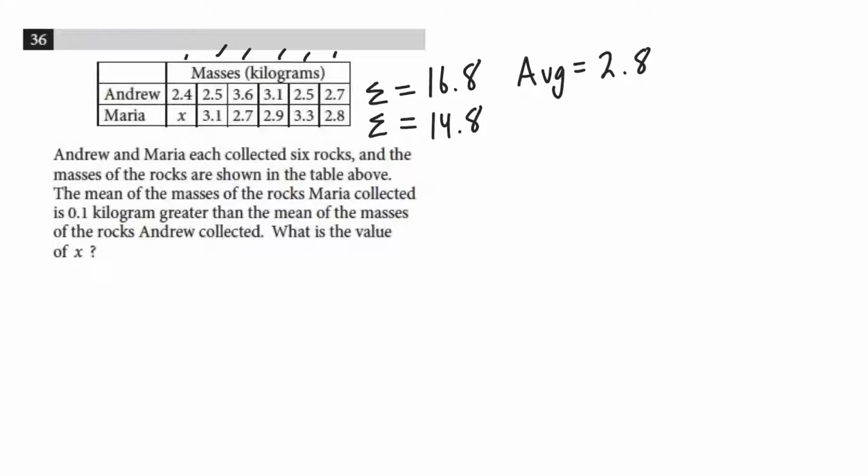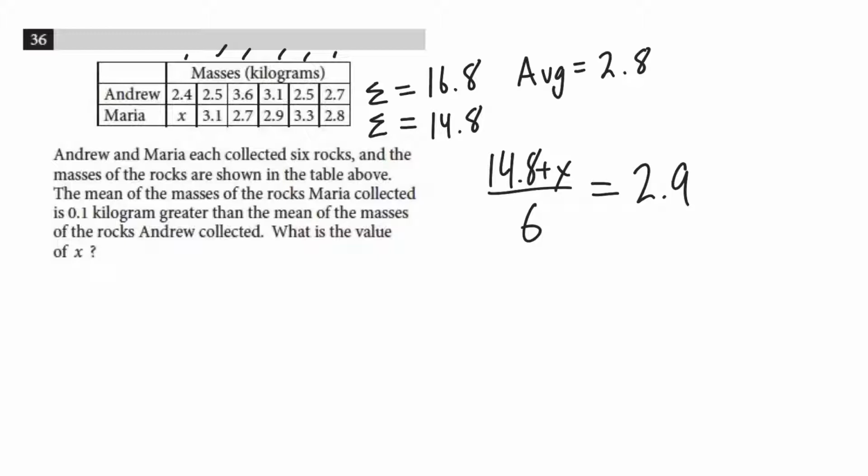And we know that Maria's average needs to be 2.9. So her sum, when divided by 6, needs to equal 2.9, which is 0.1 greater than Andrew's. So it's 14.8 plus x. We don't know what x is.